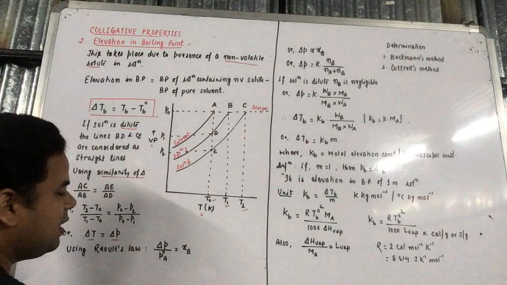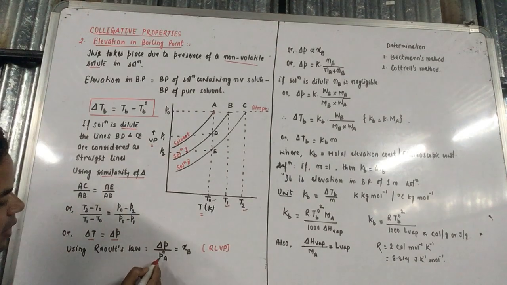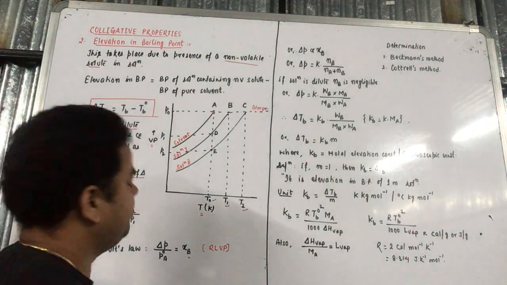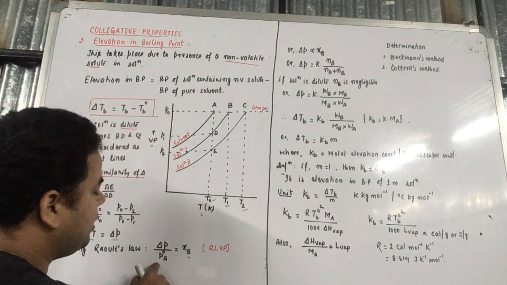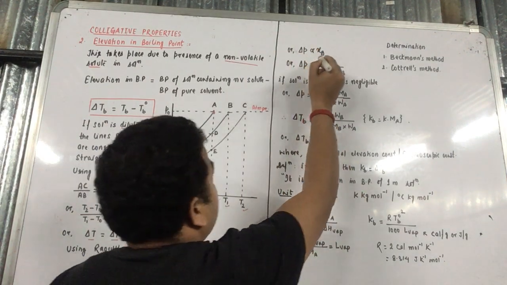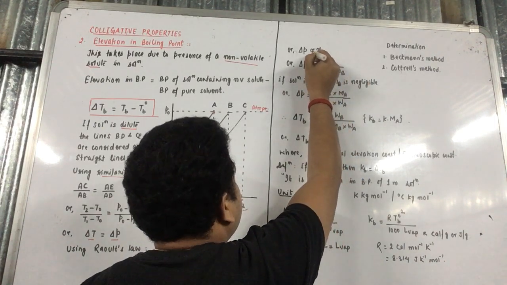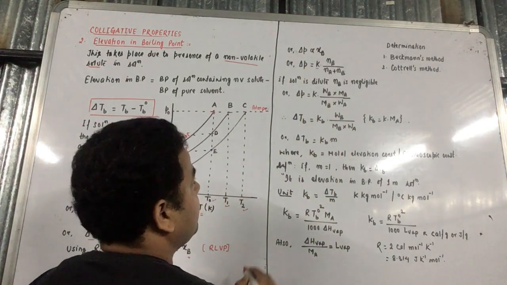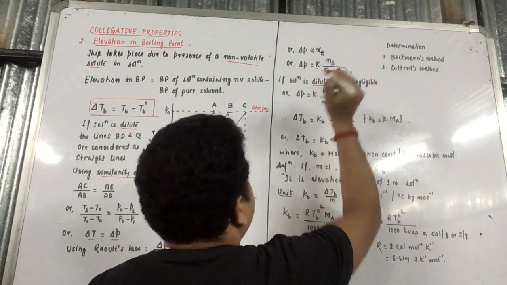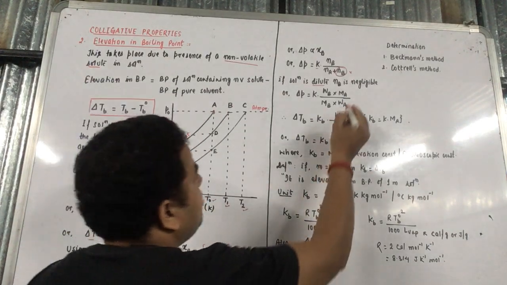Now we have learned in RLVP, relative lowering in vapor pressure, that the relative lowering in vapor pressure is equal to mole fraction of the solute XB. Now we have removed this constant vapor pressure of solvent and we have introduced here a proportionality sign. Now this XB can be written as NB by NA plus NB, and we have removed this proportionality sign using another constant K. If this solution is dilute, there is no need to write NB here. अगर solution dilute है, so the amount of solute is very less. So let us remove NB from here.